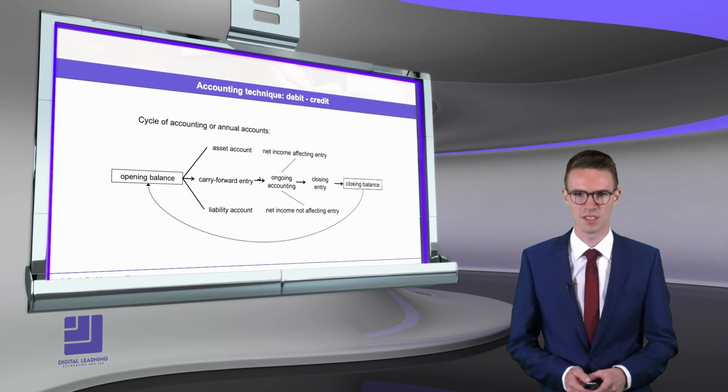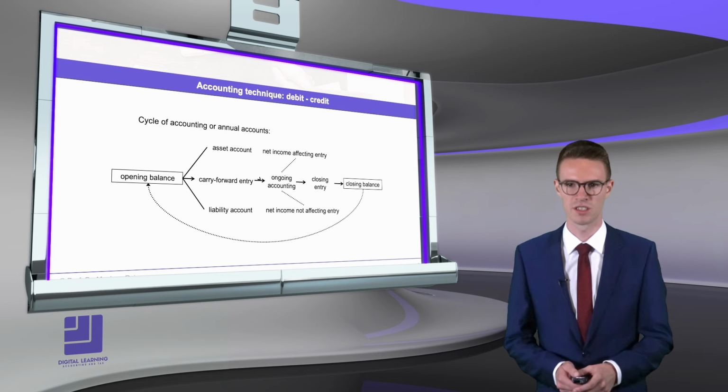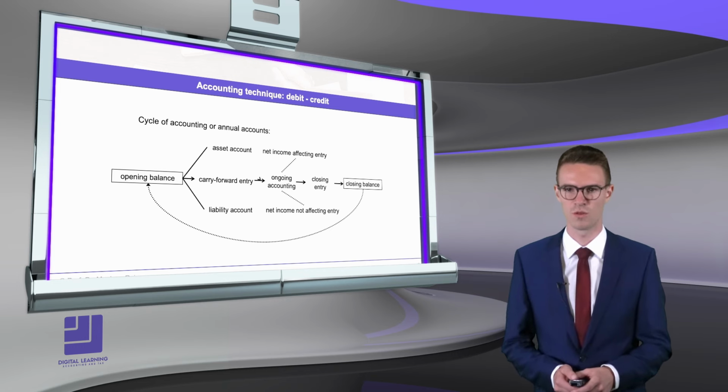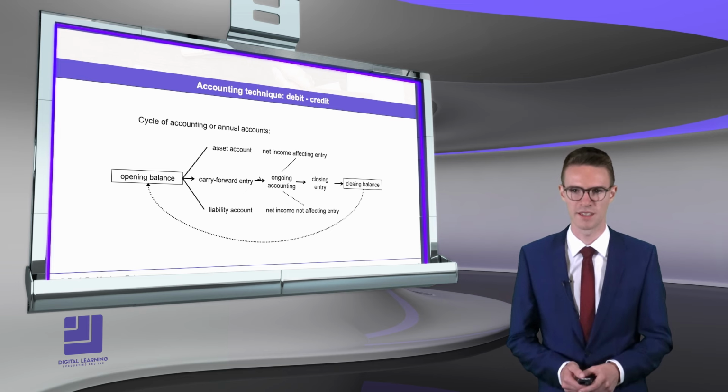At the end of the year, you have to do some closing entries with the closing balance as result. The closing balance affects the operating balance of the following year and the process starts all over again. So you can identify the cycle of accounting.